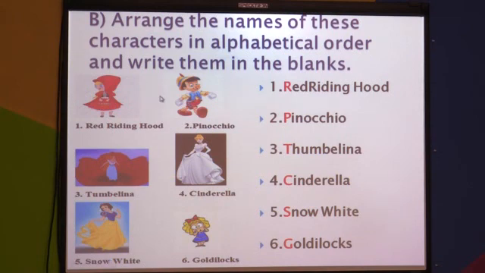So, what have we learned? We have learned that while arranging in alphabetical order, first we have to see the first letter of the word.